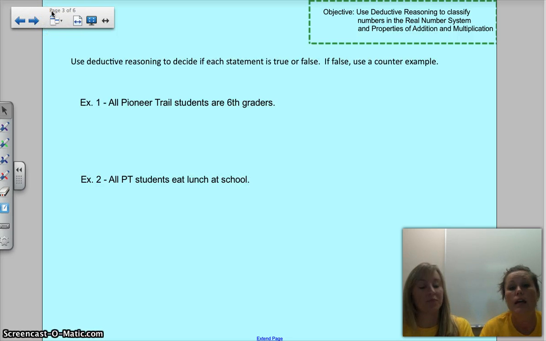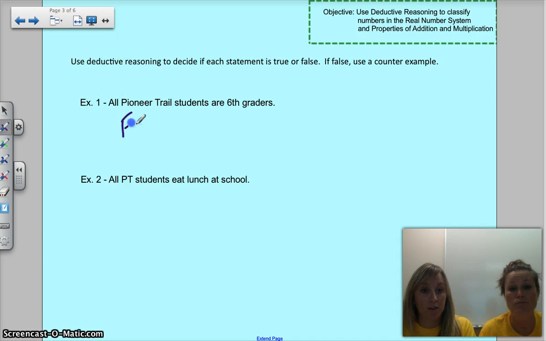All right, here we're going to use deductive reasoning to decide if each statement is true or false. And if it's false, we're going to use a counterexample. So starting with generic statements. All Pioneer Trail students are 6th graders. Well, you guys are currently in 8th grade. So I'm going to go with false.